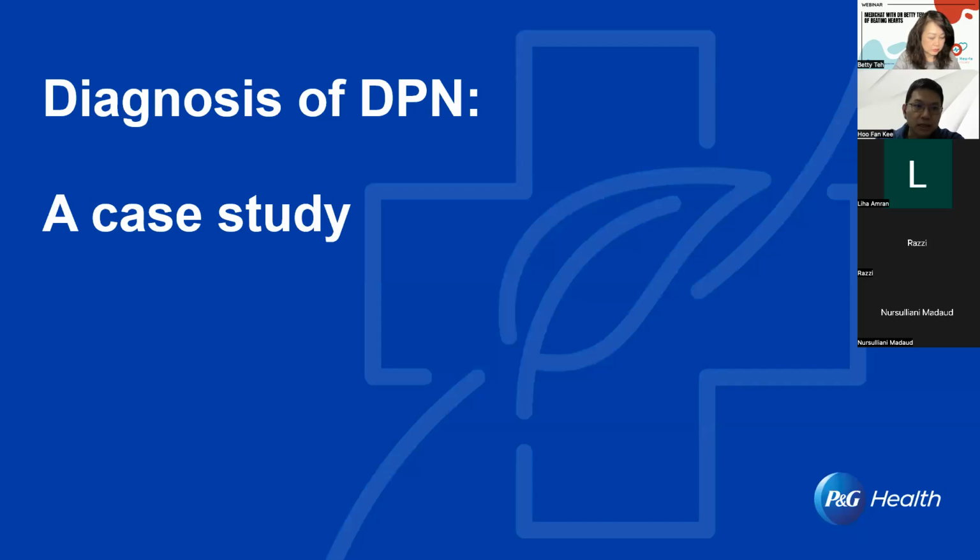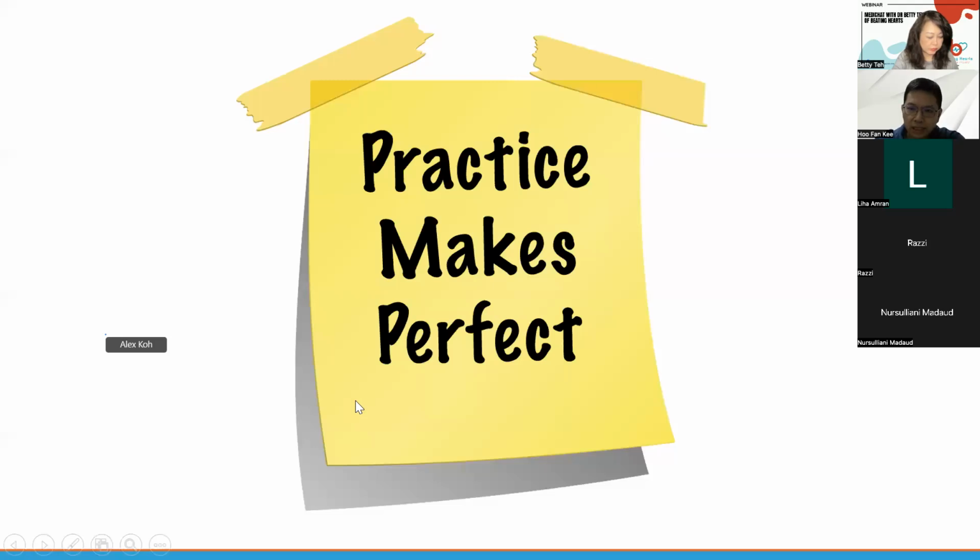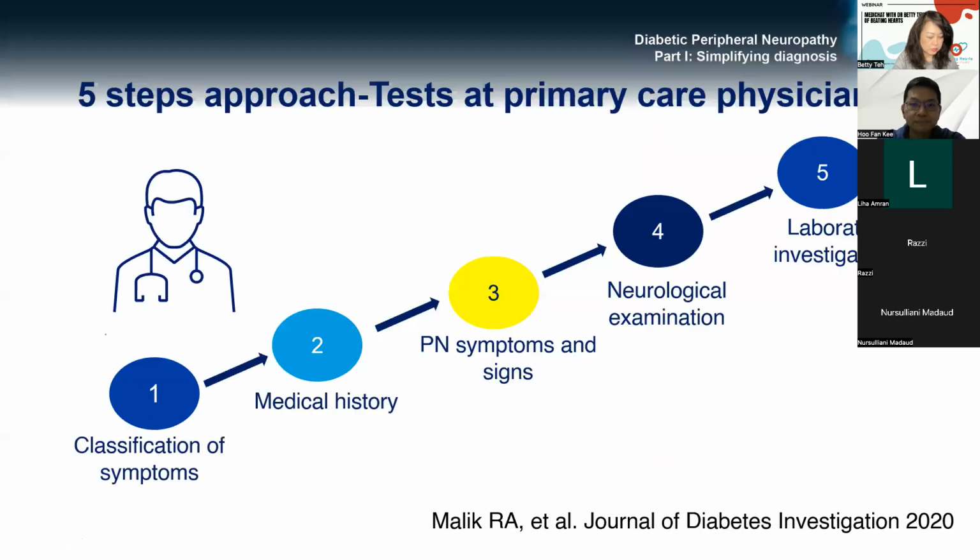So I would like to start with a case study, so then I can elaborate on the diagnosis of peripheral neuropathy along the way. Again, practice makes perfect. So we go along with the cases, so we can learn together. There is a five-step approach as primary care physicians. Very simple. So basically, we can classify the symptoms.